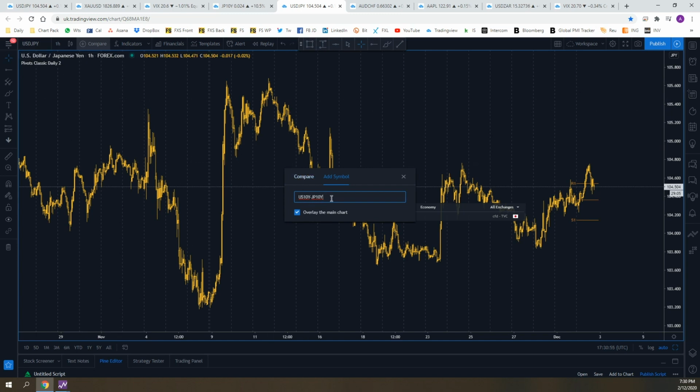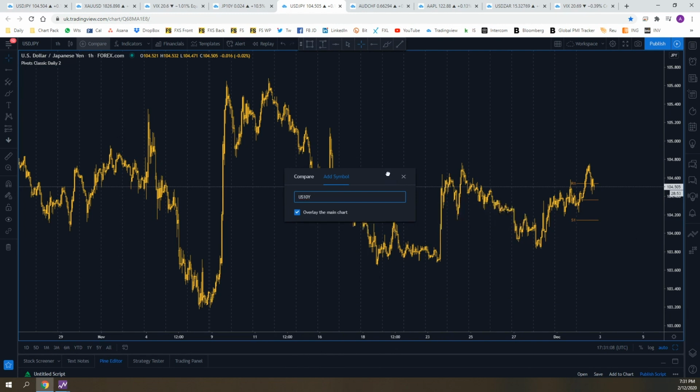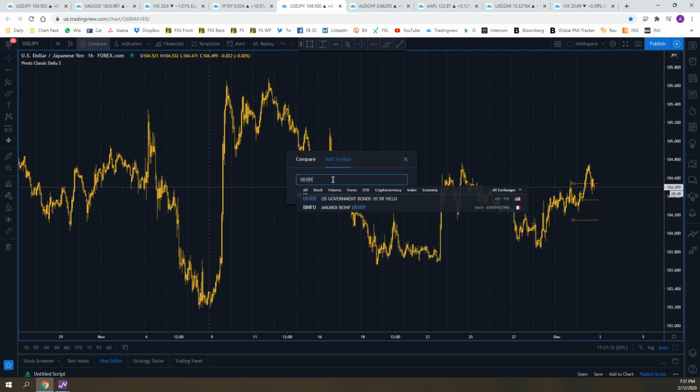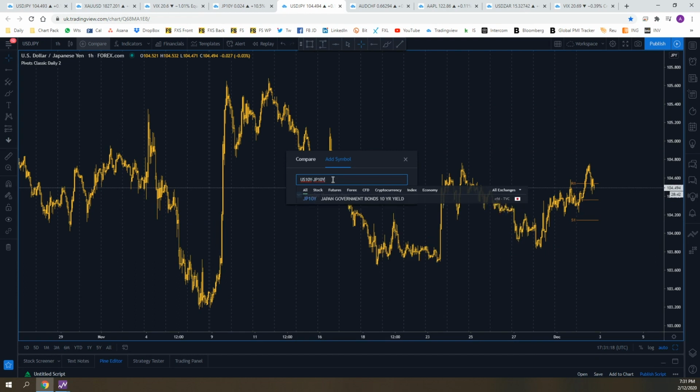So US 10-year minus Japanese 10-year, and if we just press enter, don't wait for the search bar to give you an option. So if you type in US 10-year, obviously it's going to give you a US 10-year as an option in the search bar. Don't wait for that to show you the bond yield spread. It's not going to show you anything. Once you've entered in that equation, just type enter.